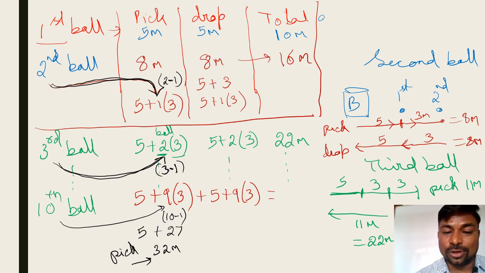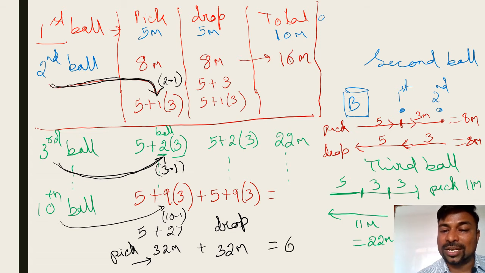And here also, for the sake of dropping, how much distance has she traveled? The same 32 meters. If you find the total, it's nothing but 64 meters. Guys, this is the tricky part we are supposed to understand. First ball, 5 meters and 5 meters, totally 10. Second ball, 8 meters. How is it so?